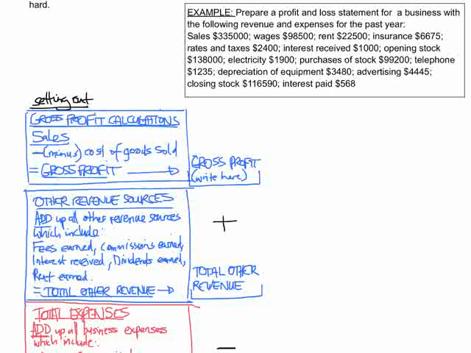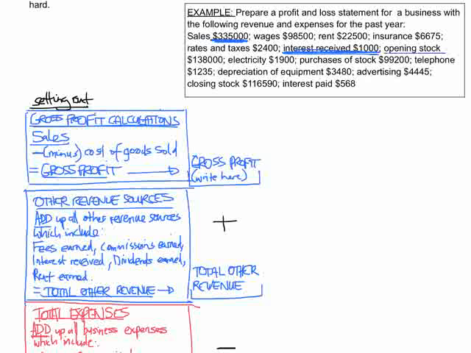So let's have a look at all the things that will need to go under the gross profit calculation and other revenue sources. So money earning. So sales is one. That's how much money they got from selling all their goods. Wages will not be one. That's what they pay to their workers. Rent is not. Insurance not. Rates and taxes not. They received money from interest. So that is going to be an other revenue source.